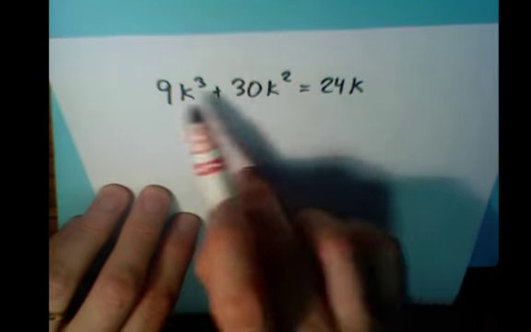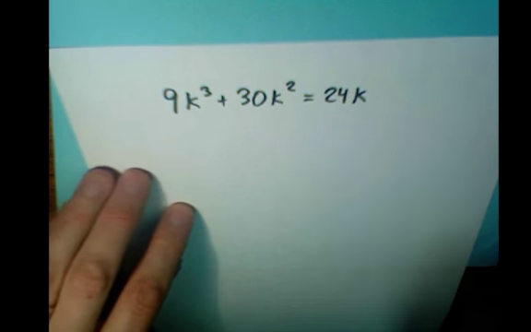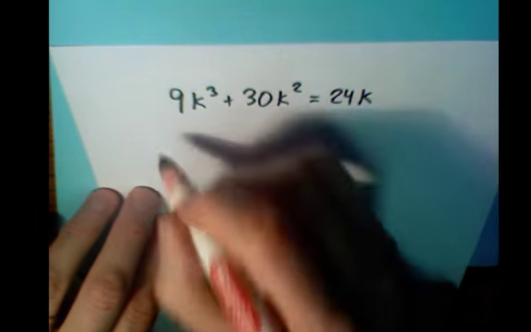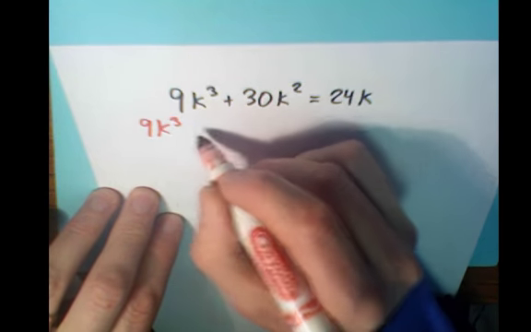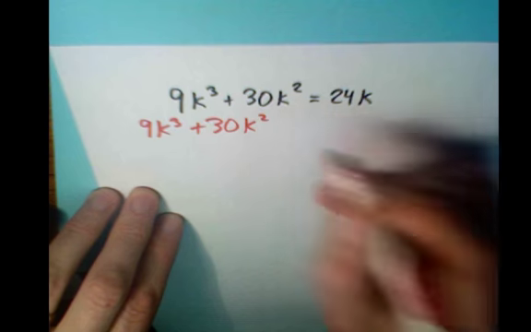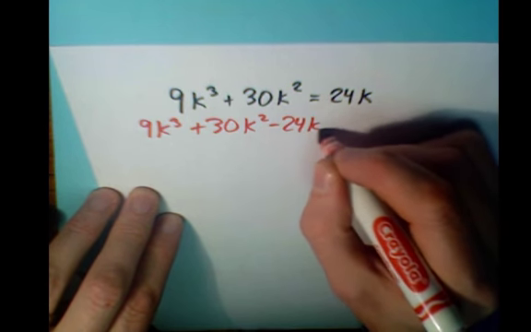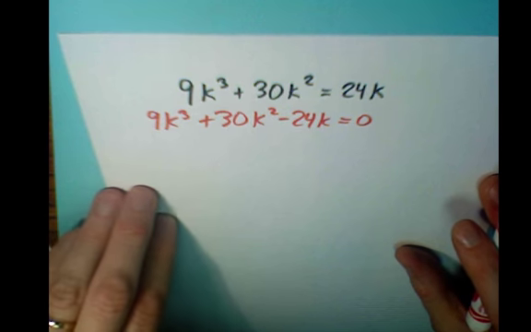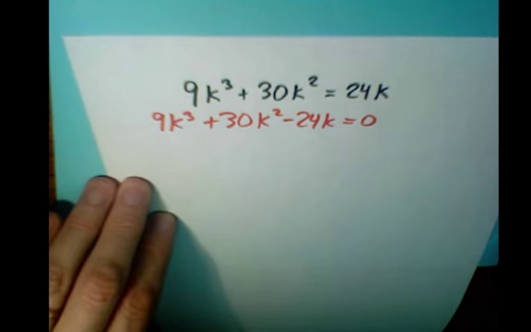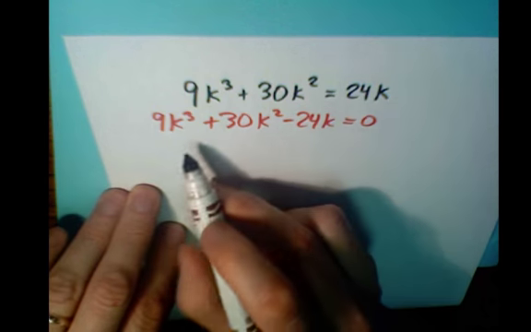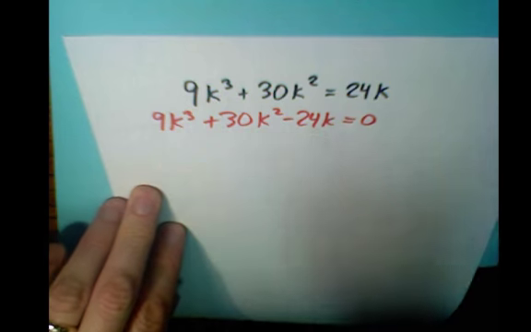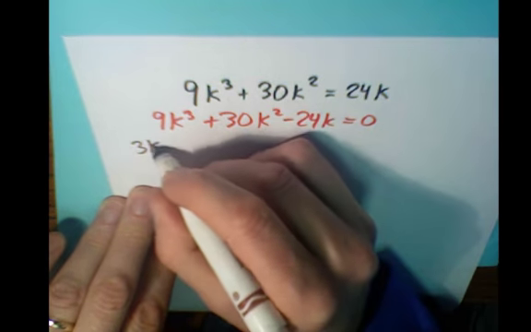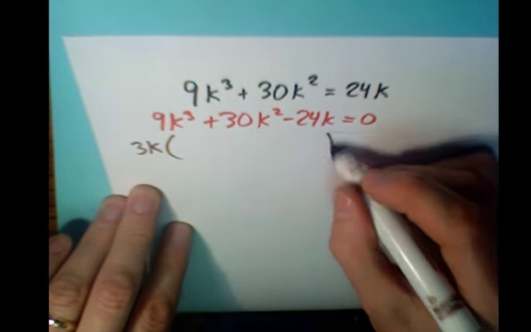This one's a little messier. I've got lots of k's going on, so I'm going to use several factoring techniques to solve this one. Again, first you set the equation equal to 0. 9k cubed plus 30k squared minus 24k equals 0. Now, this is a trinomial, but you don't want to jump into the AC method. You always want to look for a GCF. And in this case, what can go into 9, 30, and 24? That's 3. What can go into k cubed, k squared, and k? That's k.